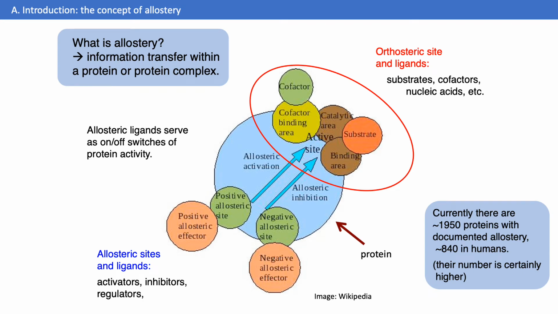So allostery is basically information transfer within a protein or protein complex. A typical allosteric protein has an orthosteric site, which normally is the normal binding site of the protein, and one or several allosteric sites which act as regulators. Allosteric proteins are very important in drug design because drugs that target such sites are generally much more specific than drugs that target orthosteric sites.